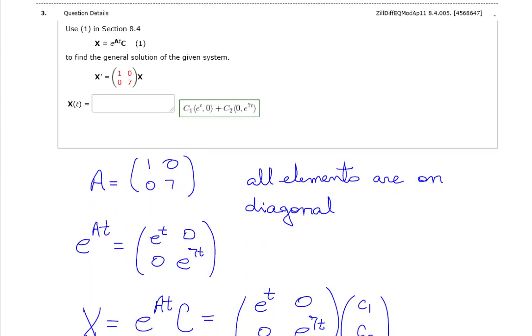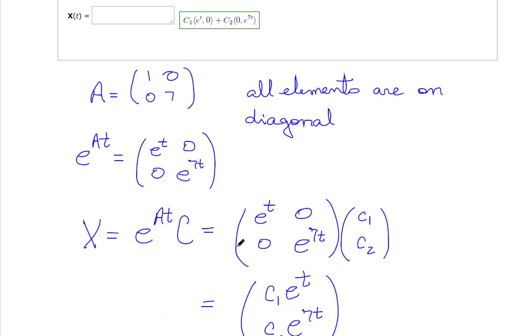Alright, in question 3, we have this system, and they want us to use the fact that the answer is e to the At times our constant. Well, let's see. The good news here is here's A. All the elements are on the diagonal, and so e to the At is simply e to the t, e to the 7t with zeros in the other places, and that's e to the At times our constant.